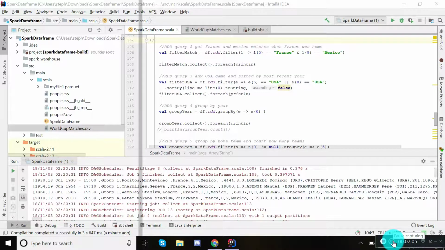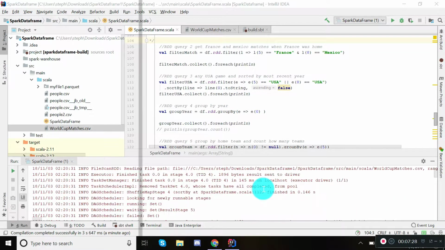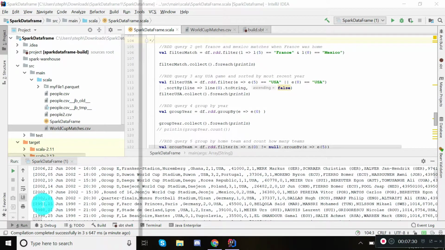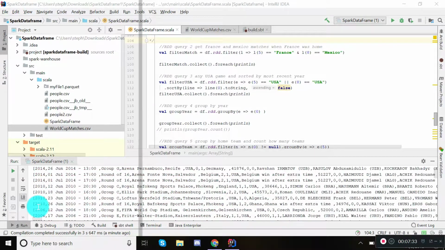And because I'm getting short on time, I'm just going to go over each really quick. So 2 is looking at France and Mexico, so it's getting France and Mexico. This is the RDD ones, by the way. This one is getting basically everything that is for USA, and it's sorting them by their most recent year. So if I scroll, you'll see this goes 2014, 2010, 2006, and these are all for USA.